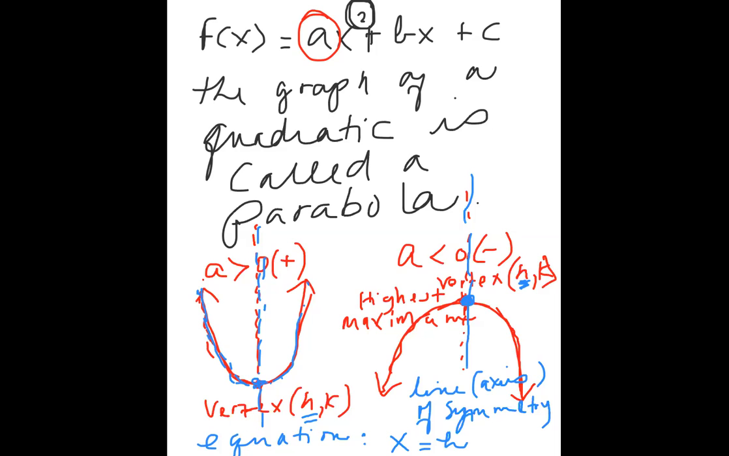So anyways, that's line of symmetry or axis of symmetry. All of these quadratic functions have a line of symmetry. Now let's talk about how we graph these parabolas. To graph a parabola, here are some steps.